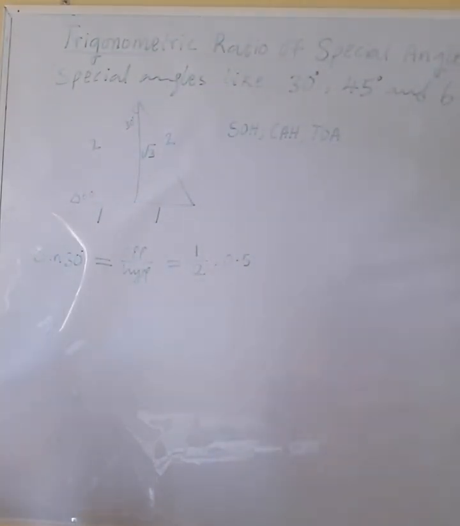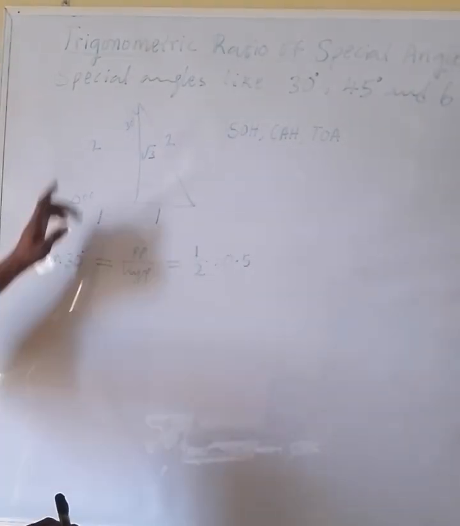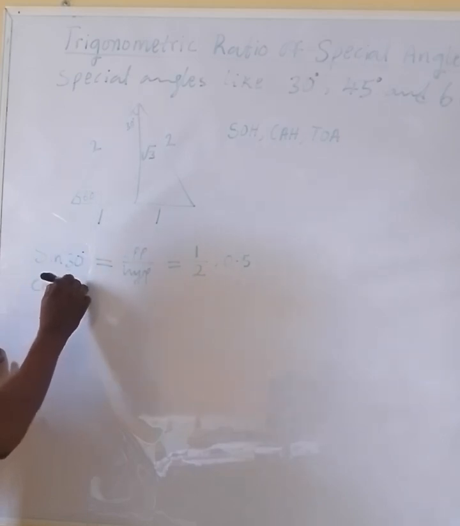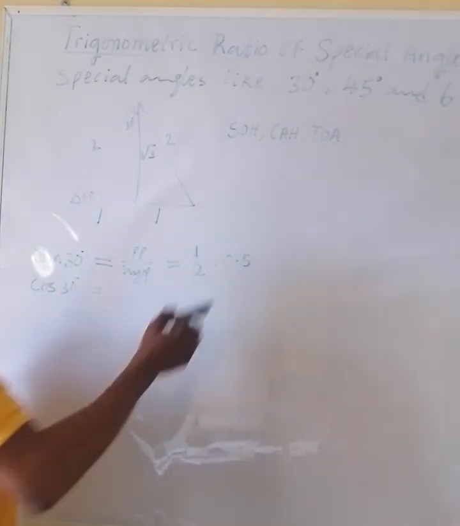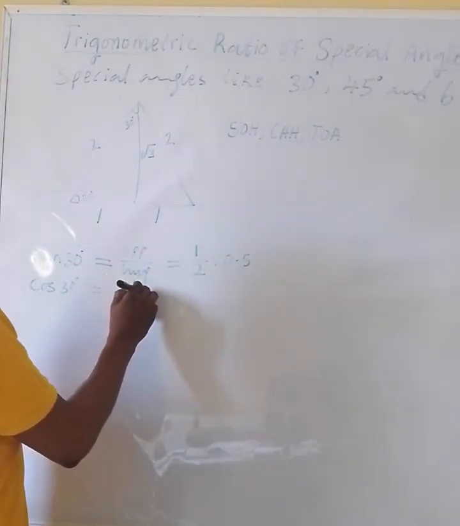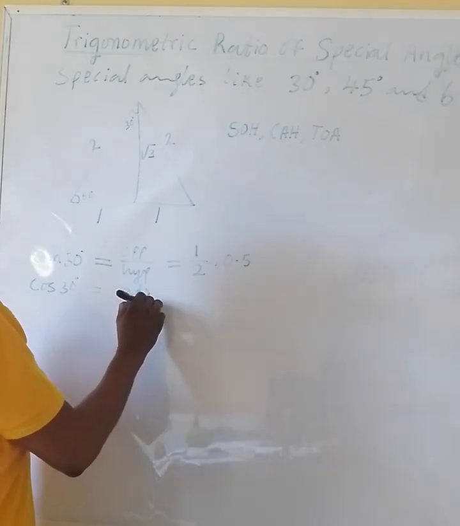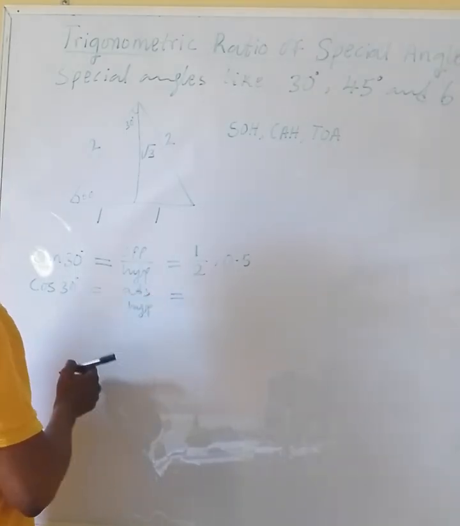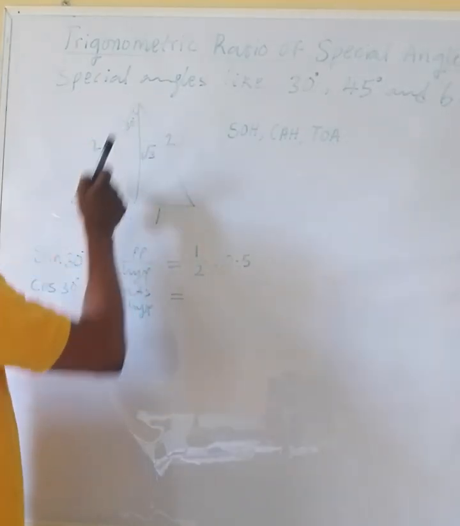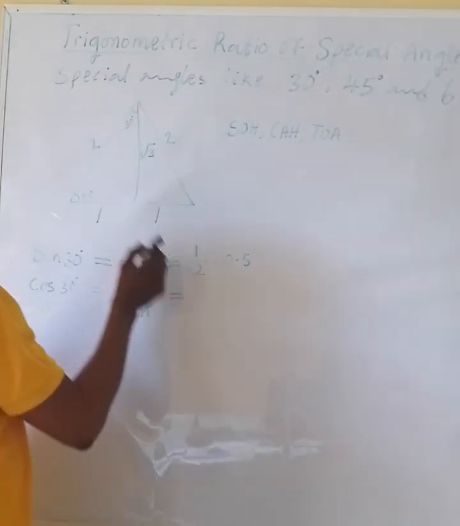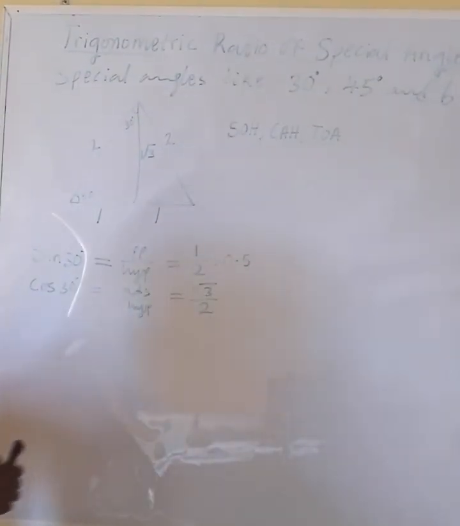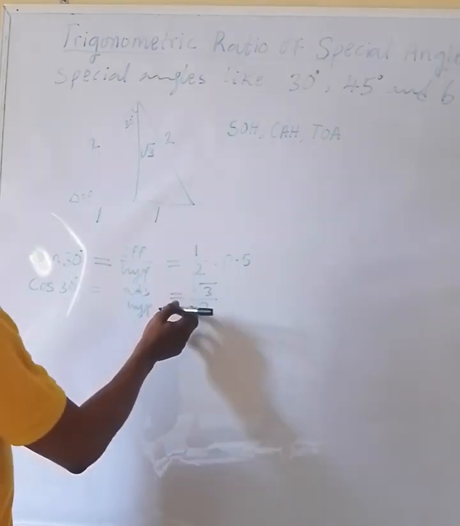Are we together? So now we also have cos 30 degree. Cos 30 degree equals, you go to CAH, adjacent over hypotenuse. This is the opposite, this is the adjacent, this is the hypotenuse. So adjacent over hypotenuse means √3/2, and when you press your calculator, it will give you this.